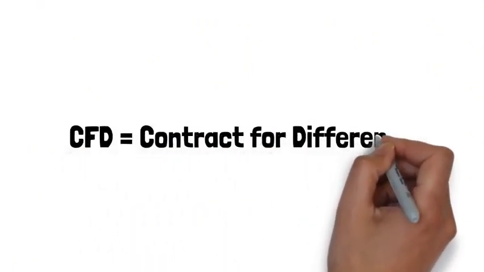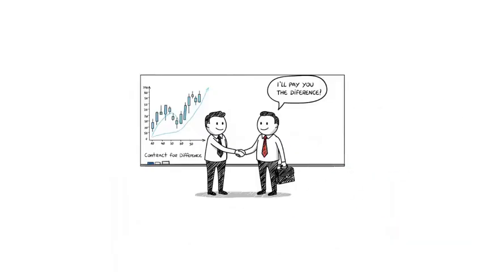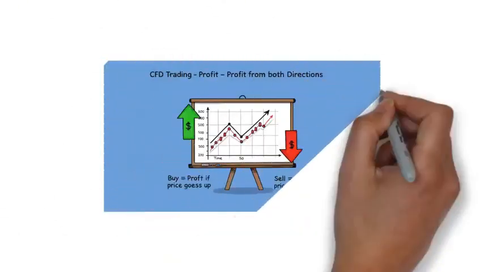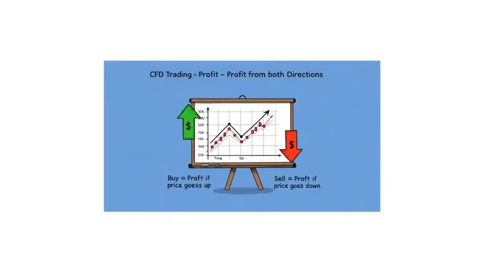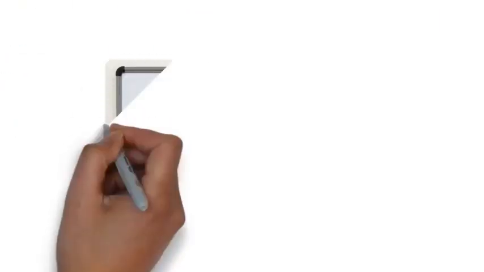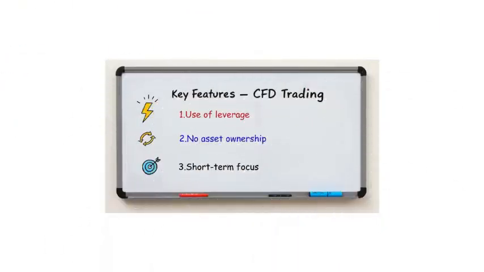CFD stands for contract for difference. You're not buying the asset, you're betting on price movement. With CFDs, you can profit whether prices go up or down by going long or short. CFDs allow leverage, which means you can trade with a small deposit. But remember, no actual ownership and higher risk.